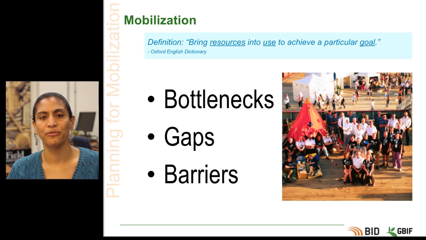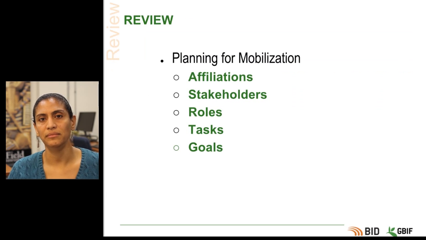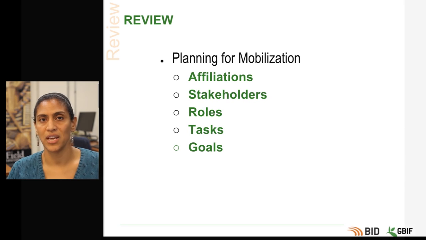Effective early assessment of resources should mitigate capacity and practical barriers, whilst identifying competing goals will help to avoid institutional and cultural barriers. To review, in this section, Planning for Mobilization, we looked at the elements that it is necessary to understand before you can effectively organize your project. These were affiliations, stakeholders, roles, tasks, and goals. We also looked at ways to organize these in order to identify possible bottlenecks, gaps, and barriers to successful data mobilization.